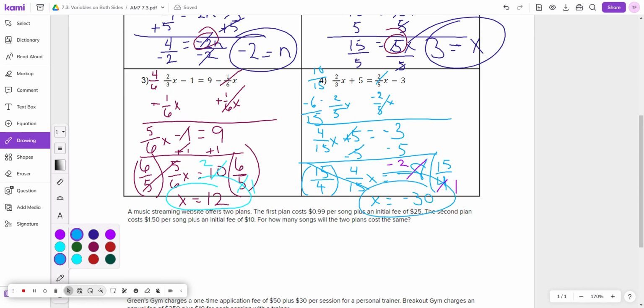Okay, so let me go back and check that. 2/3 times negative 30, well, that would give me negative 20 plus 5. That would give me negative 15. And 2/5 times negative 30 would give me negative 12 minus 3. That gives me negative 15. Yay, we're good.